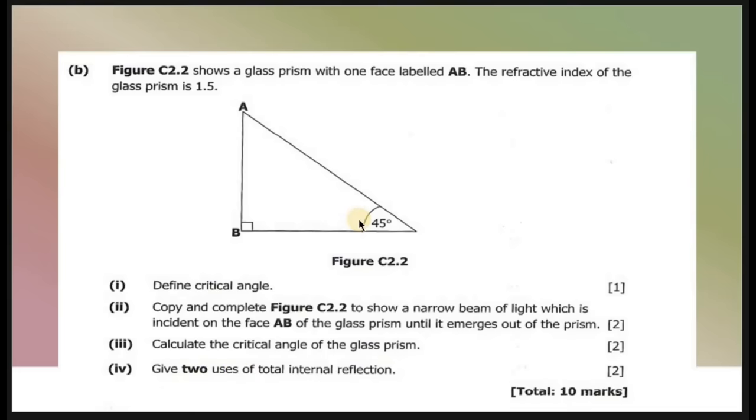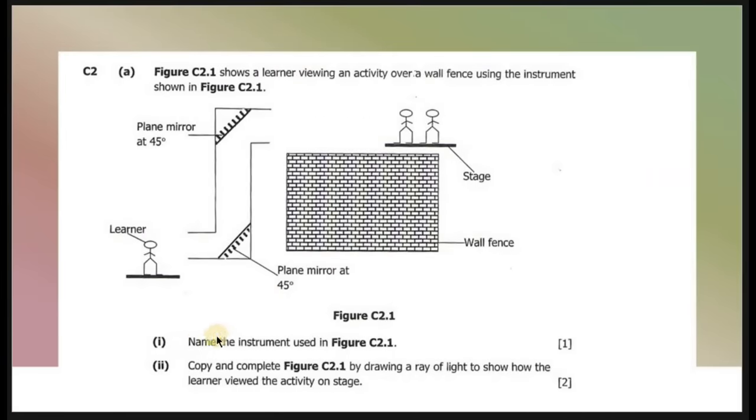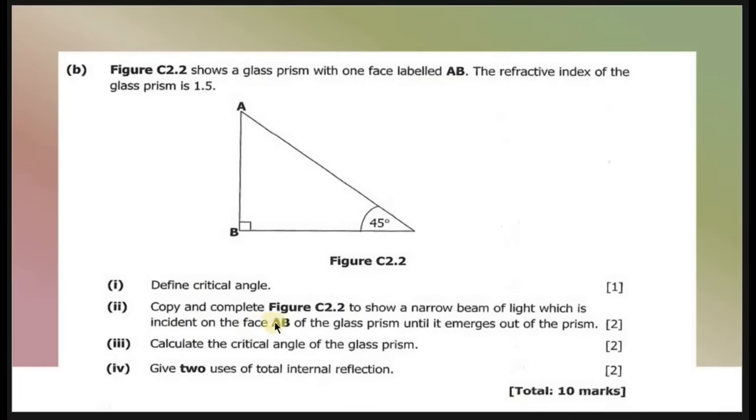So you come back and start answering the first one. Name the instrument used. This instrument is called the periscope. So you call it part 1, periscope. Then 2, copy and complete the figure.